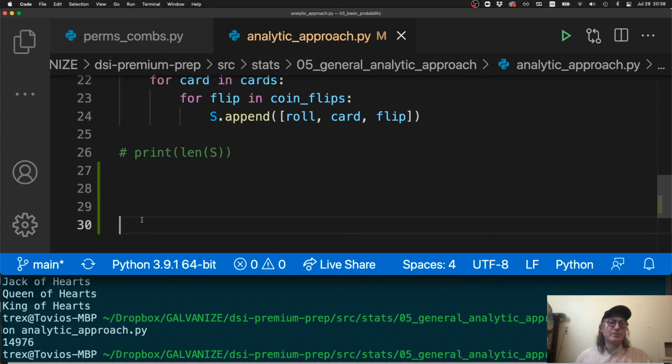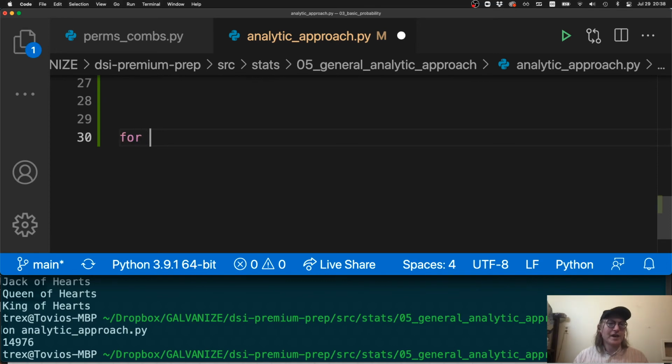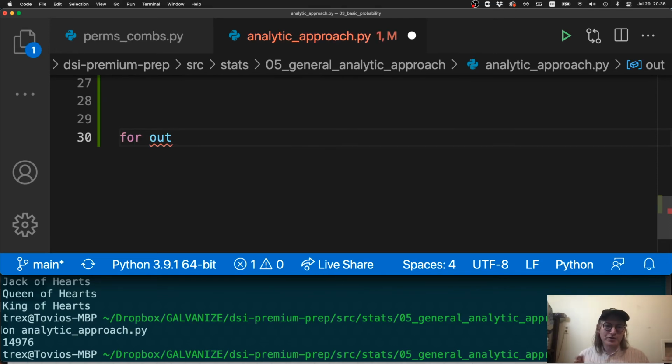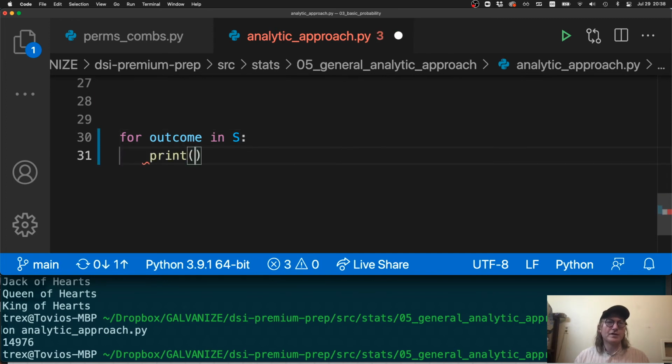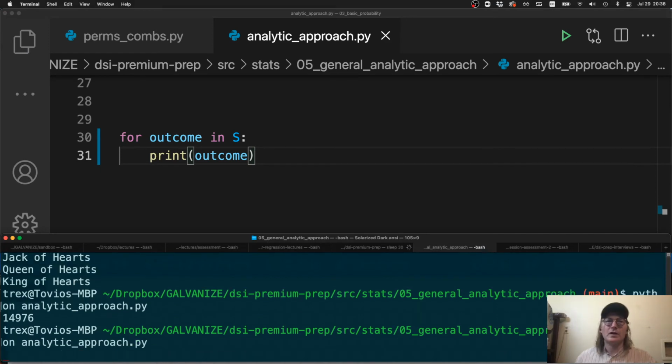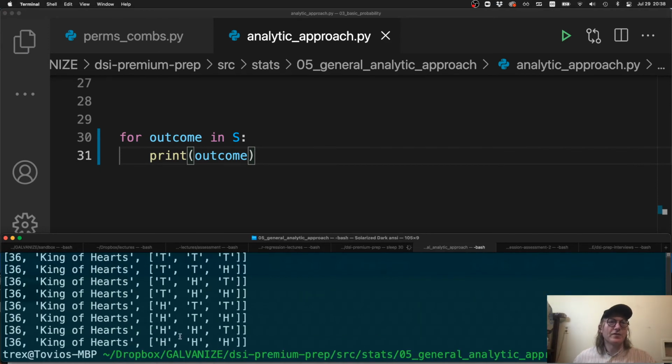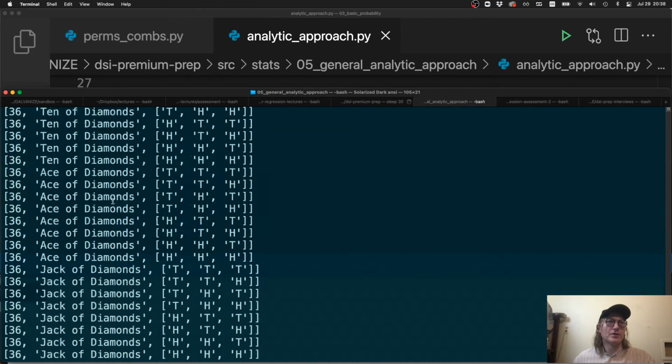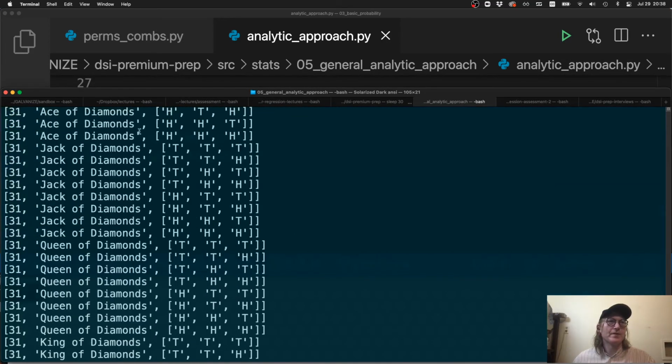Let's look at step 2 of this. I think we could say step 2 is just observing, interpreting this. So for each outcome in S, maybe we just print our outcome. And let's just take a look at what this looks like. 36, King of Hearts, heads, heads, heads is the highest thing. Of course, there's like 14,000 of these. If we scroll up, 31, Jack of Diamonds, tails, heads, tails.